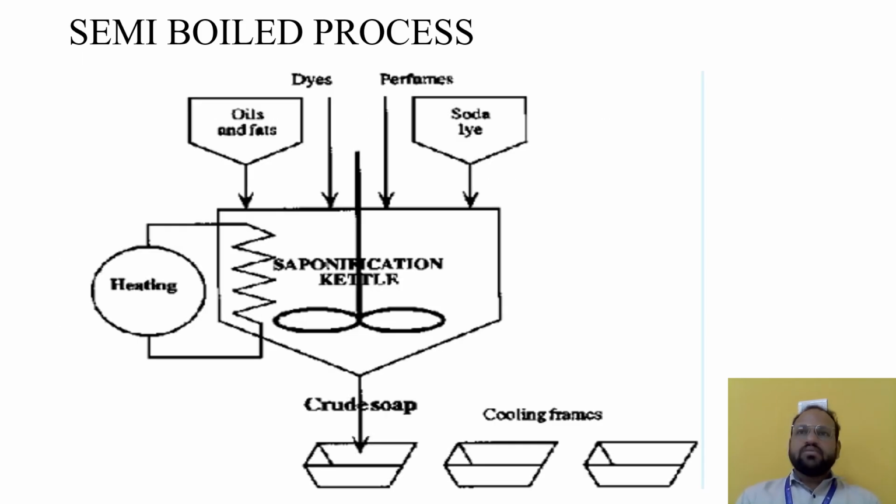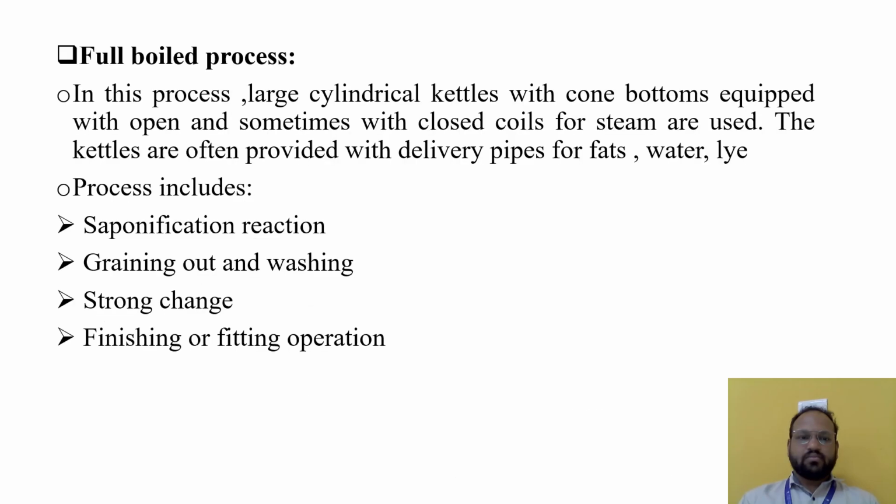So this is how you prepare the semi-boiled process. That is oils and fats, soda lime. You add perfumes and other dyes and mix it, whereas a heating coil gives the required temperature, that is 70 to 90 degrees Celsius. So you will get a crude soap, and this crude soap is poured into cooling frames from where you collect the cooled soaps.